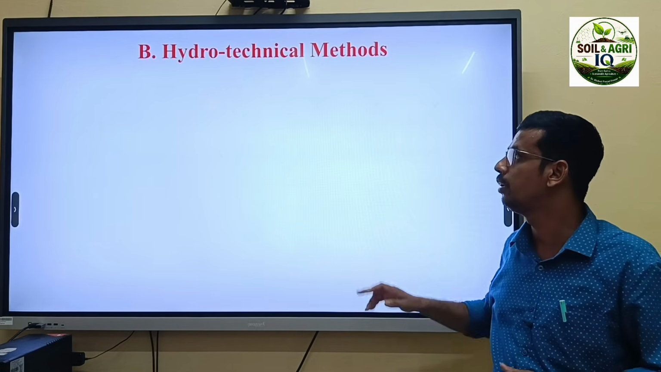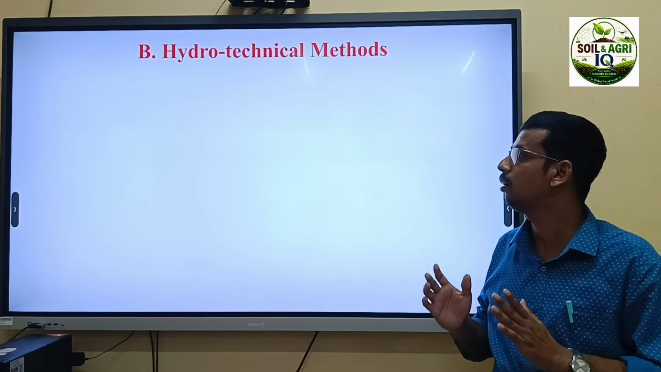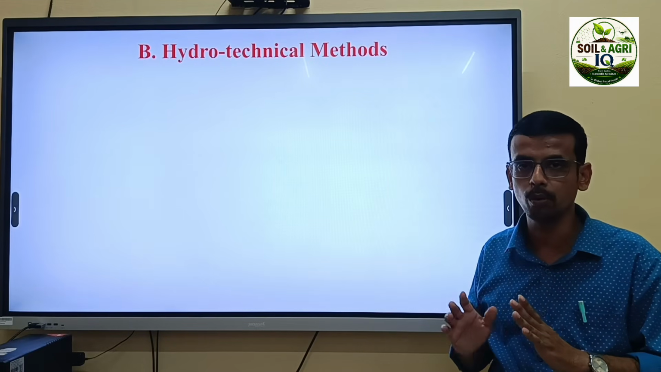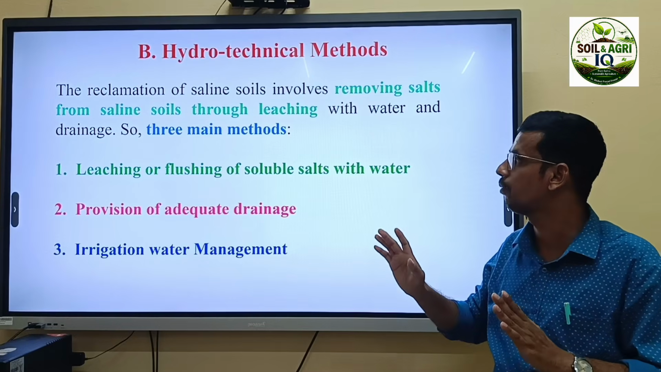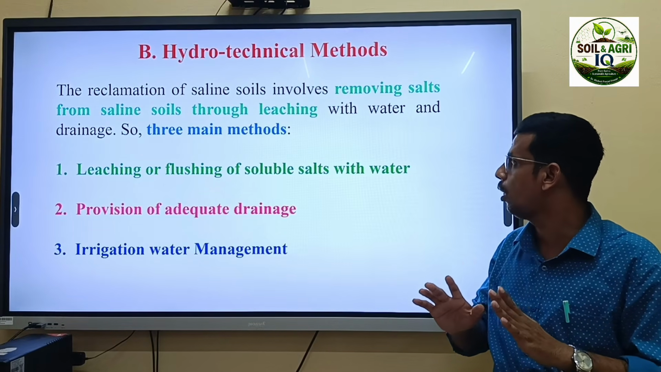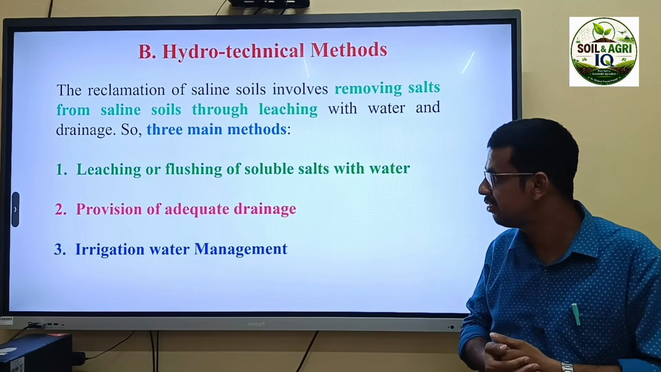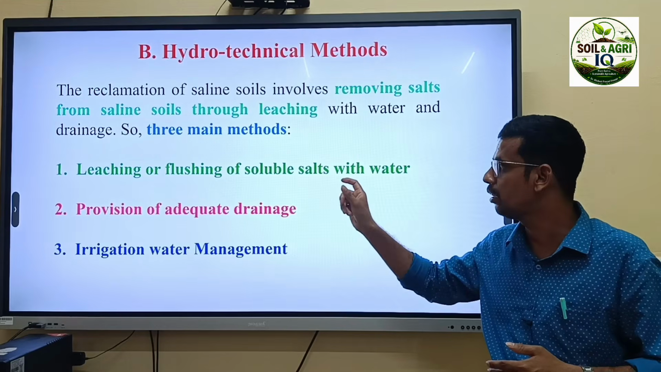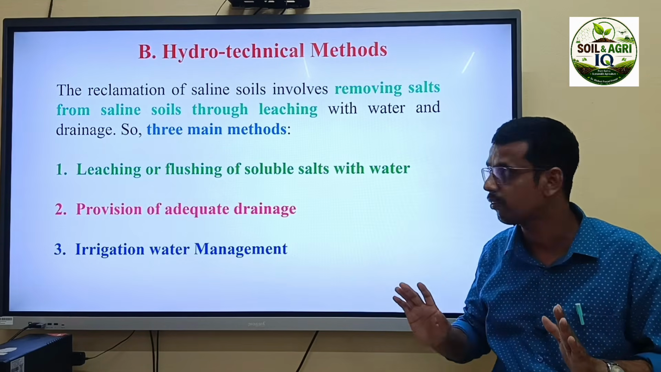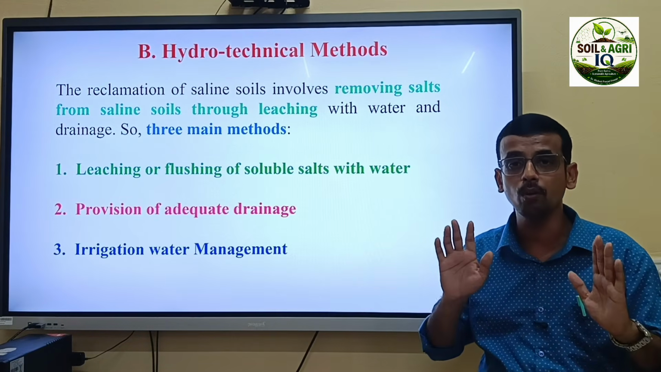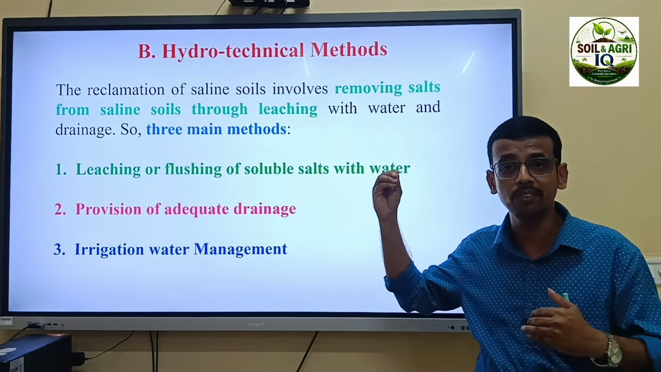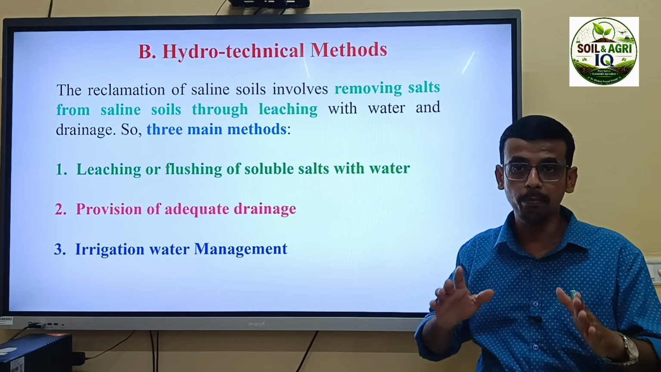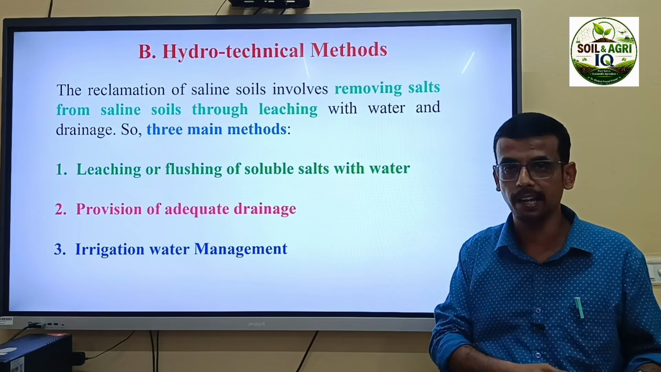Now we will describe hydrotechnical methods. This is the most important method for reclamation of saline soil. First, reclamation of saline soil involves removing the salts through the process of leaching. So there are 3 main methods: number 1, leaching or flushing of the soluble salts; number 2, provision of adequate drainage; number 3, irrigation water management. If you follow these 3, your saline soil will become a good soil.